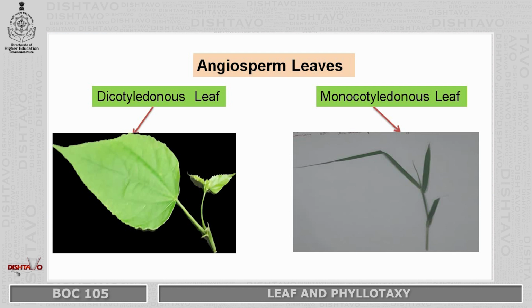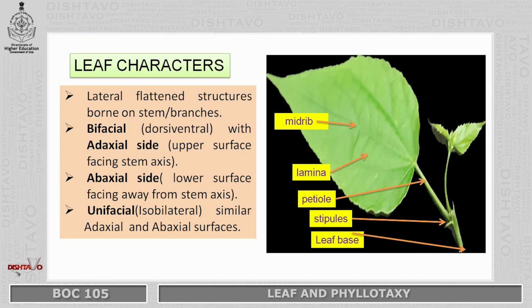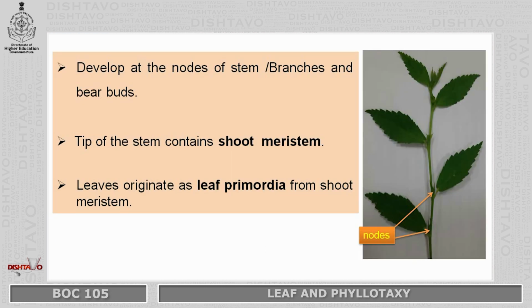Now when we talk about angiosperm leaves, there are two classes of angiosperms, dicots and monocots, as you see in the slide. Morphologically, the leaves of dicots and monocots differ. The dicots show reticulate venation and monocots show parallel venation. In dicots, reticulate venation means the veins and veinlets are reticulately intertwined, whereas in monocots we see that the veins and veinlets, veins especially, run parallel to each other.